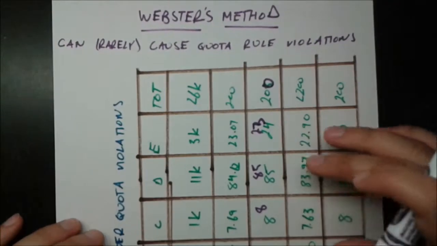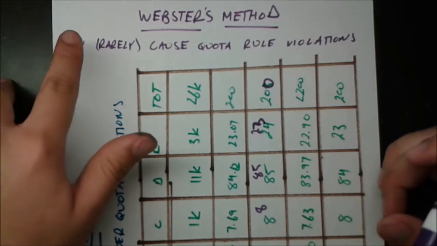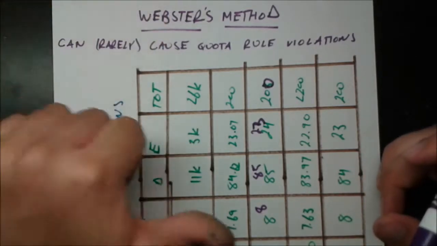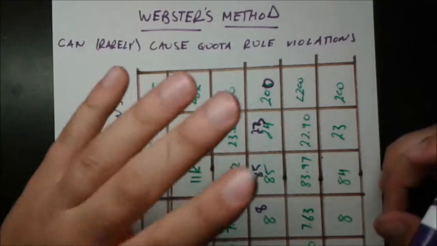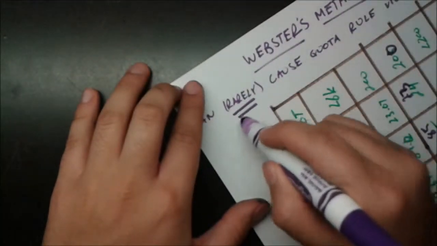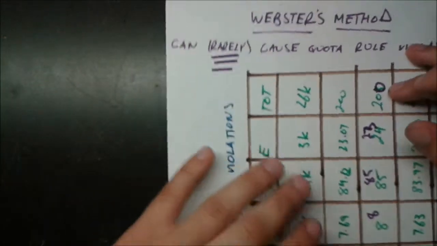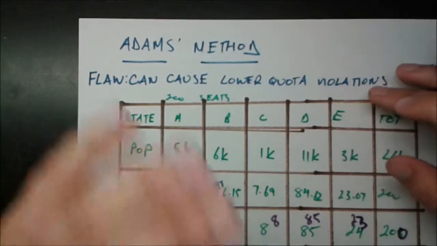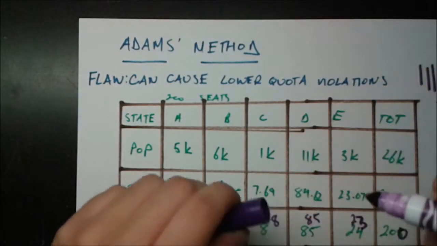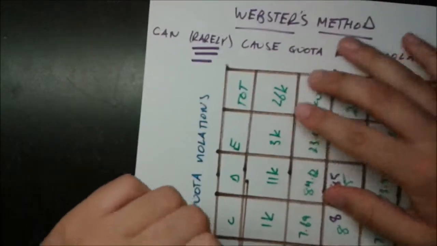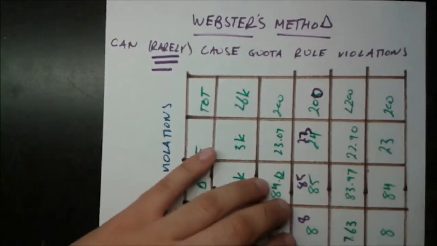So the last note on Webster's method is that it is also possible to cause quota rule violations, both upper quota and lower quota violations. It's possible, but it is very rare. It happens much less frequently than the Adams method and the Jefferson method can cause lower quota and upper quota violations. So Webster's method is a very good middle ground.